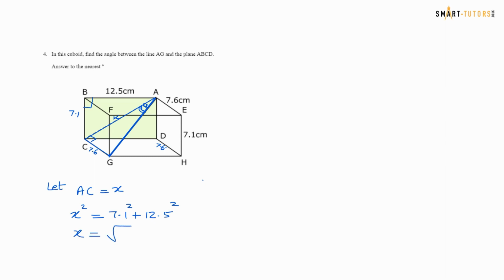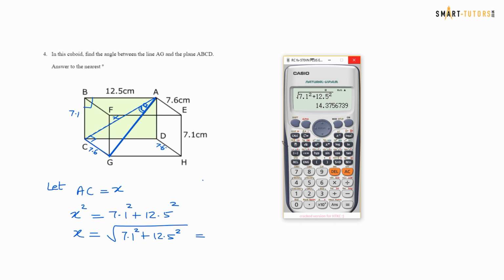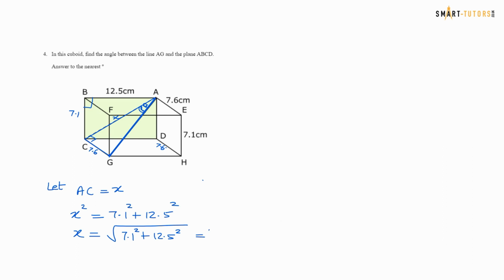So X equals square root of 7.1 squared plus 12.5 squared. Right, so that is equal to, so AC, square root of 7.1 squared plus 12.5 squared equals 14.38. So I'm going to keep that answer a little bit longer, I mean, keep a couple of decimals more. So 14.3756. That is the answer for the X, which is the AC.